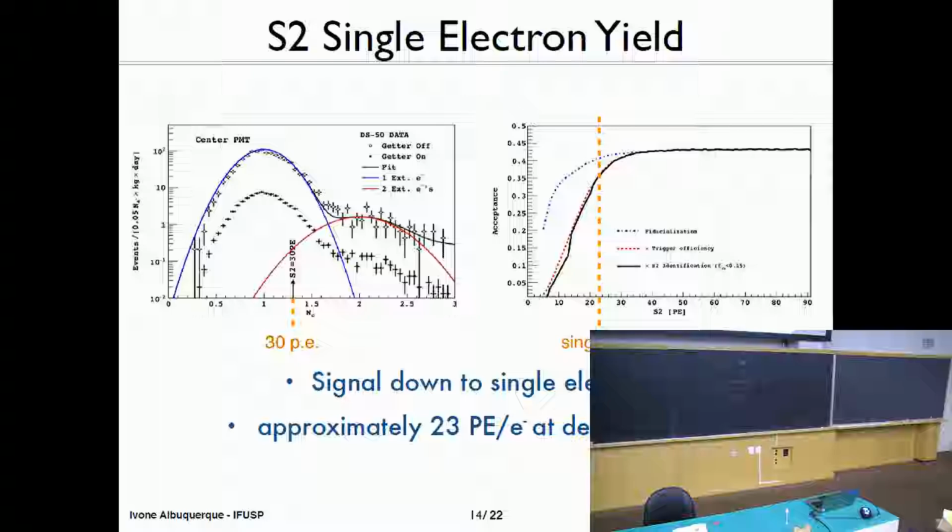In our Monte Carlo, we can simulate what would be the signal of one electron or two electrons, and they match very well. With this, we have the photoelectron yield per extracted electron, which was approximately 23. So this was one of the important steps.